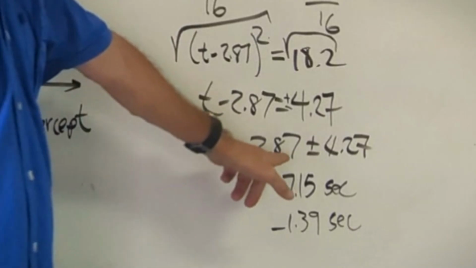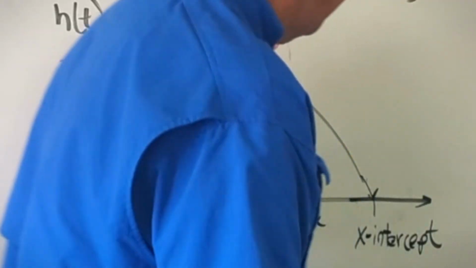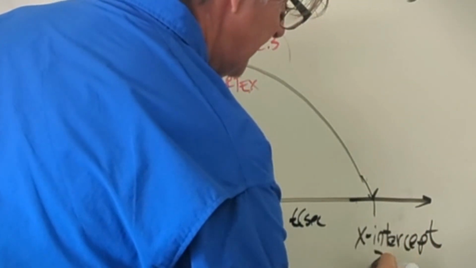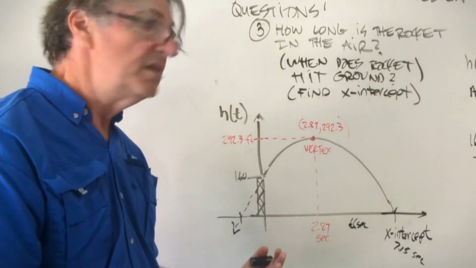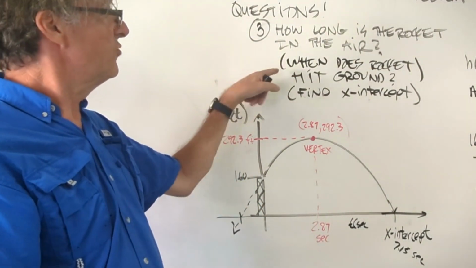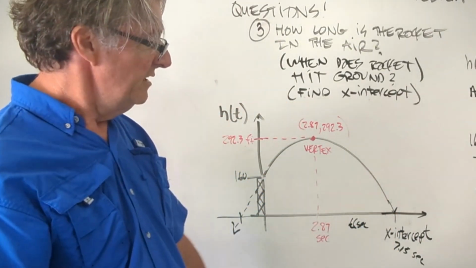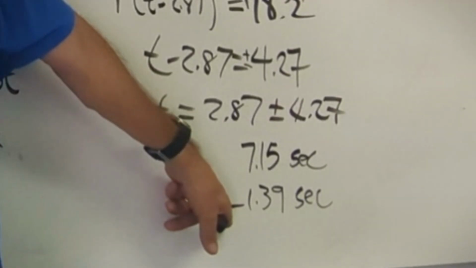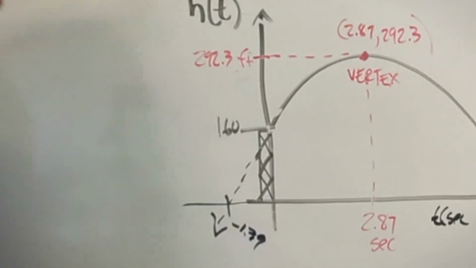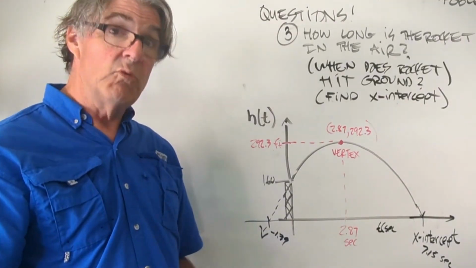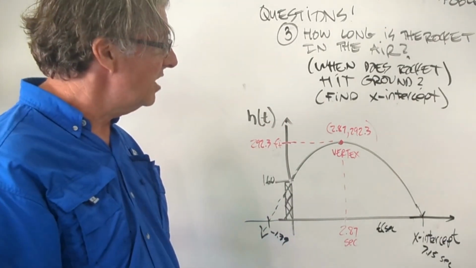Okay, so when I add 2.87 to 4.27, I get 7.15 seconds. So that makes sense. That is this spot right there. That's 7.15 seconds. So that's how long the rocket is in the air. That's when it hits the ground. That's the x-intercept. So I've come all the way back. I've marked that on my graph. And then my negative solution is negative 1.39. So that's this number here, minus 1.39. And again, this number is not relevant to our real world situation, so we just don't pay attention to it. It does not matter for our problem.